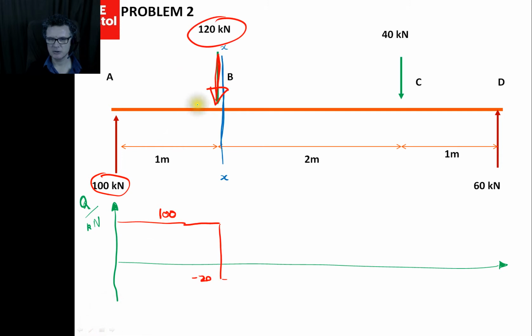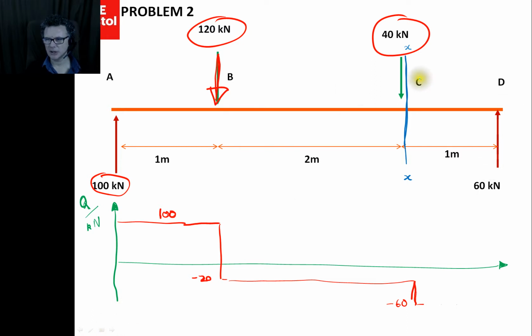Now let's move just a little bit right of this 120 load that's being applied there. And now what can I see? Well, we've got the 100 going up, I can see now 120 going down. So 100, and then we're going to go down 120. That will take us to minus 20. 100 take away 120 is minus 20.